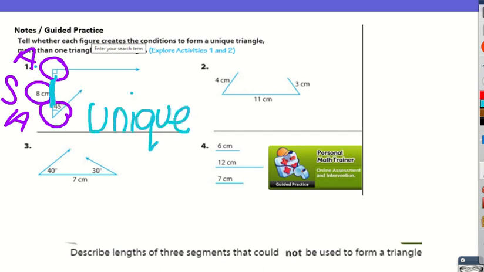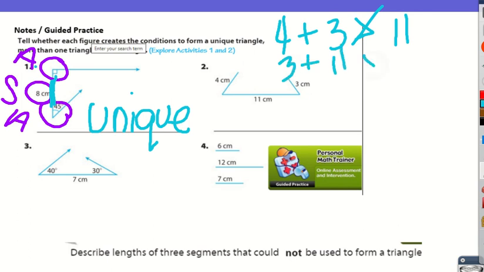Okay, so number 2, we're going to use the third one. So we are going to say that we can pick any sides. If we go 4 plus 3 is greater than 11, not true. If we go 3 plus 11, that is not greater than 4, not true.